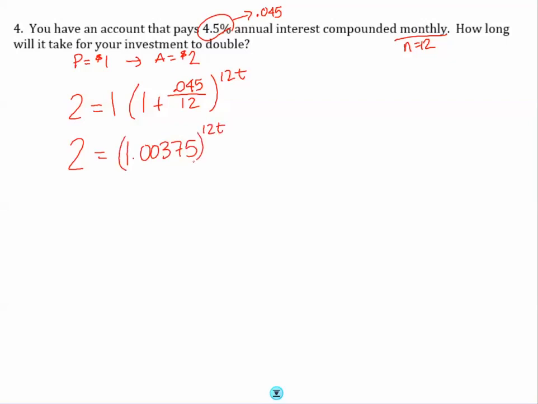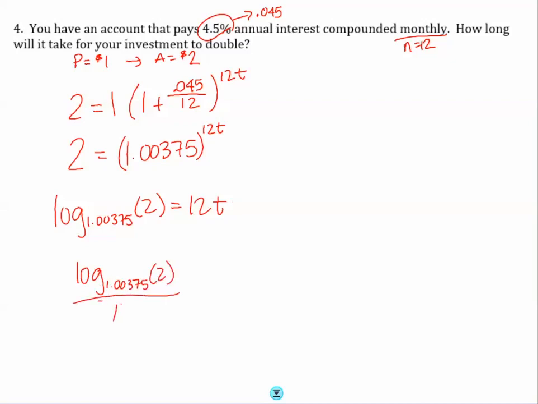Here's where the logarithms come in. Since I'm trying to solve for a variable that's in the exponent, I need to switch this to be a logarithm. So I have log base 1.00375 of 2 equals 12t. Then I just divide by 12. Then you can type it in the calculator to get the final answer.